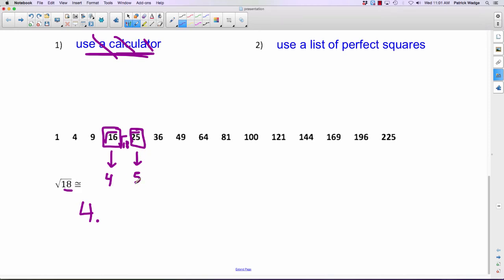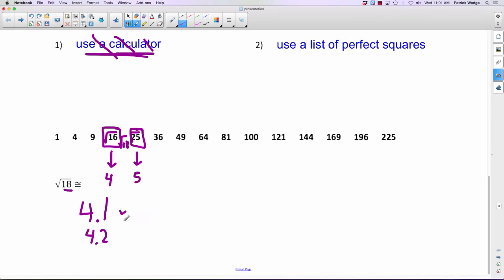So what does that mean? It means our answer, our decimal here, has to be less than 5. Our answer must be less than 4.5. Because if it was 4.5, then it would be right in the middle between 16 and 25. But this is closer to 16, so it must be less than 4.5. And in fact, it's quite a bit closer to 16. I think the best answers for this would be either 4.1 or 4.2.